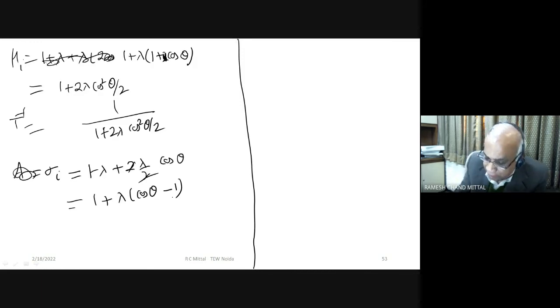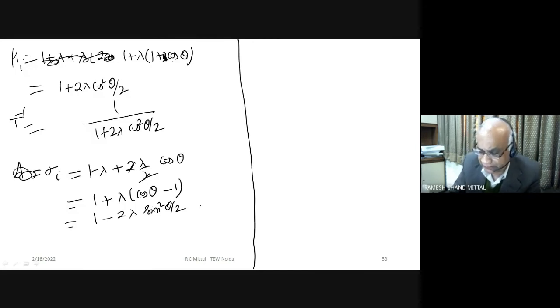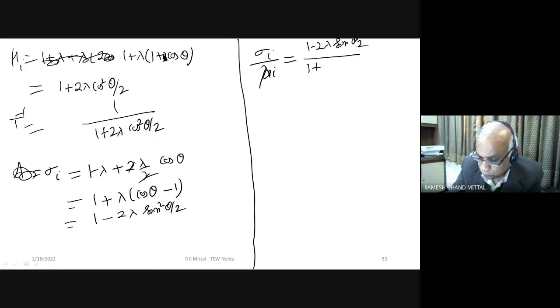I hope you are getting me. And this will give you 1 minus, what I've done here, 2 cosine square theta minus 1. And I have cosine theta here. So I have minus 2 lambda sine square theta by 2. So my T inverse A has the eigenvalue sigma upon mu, which is nothing but mu already found. So you have 1 minus 2 lambda sine square theta by 2, over 1 plus 2 lambda.